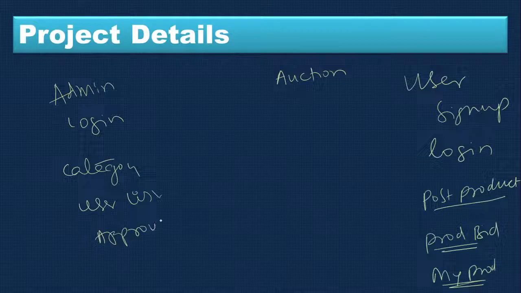So that the user shouldn't enter any wrong item, there is an approval system to check what the user is posting. Whatever posting is done, the admin will check, then give the approval, and only then is it available for bidding. If it is not approved, then it is not available for bidding. This is the overall concept of this project. So I'll show the demo now.